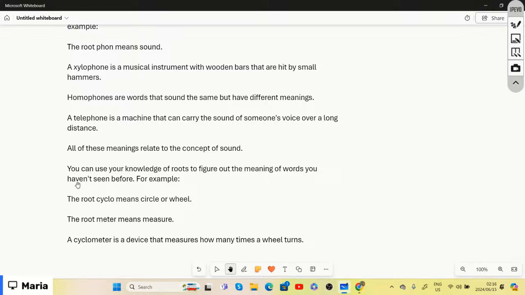All right. So you can use your knowledge of roots to figure out the meaning of words that you haven't seen before. I'm sure there are a lot of words with root words that you have basically figured out the meaning of. The reason you figured out the meaning of those words is because sometimes the root words are similar, or have the same pronunciation as maybe fruits or things that we do, or eat, for example. For example, we have the root cyclo.